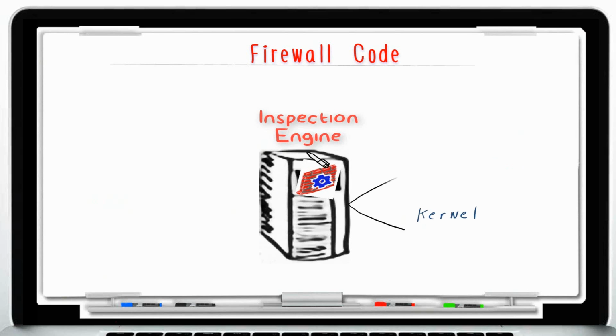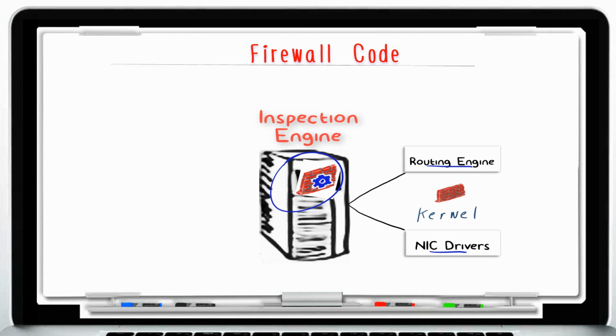This firewall code will be injected into the kernel just above the NIC drivers and before the routing engine of the operating system's kernel. It's important to fully understand where the firewall code is running in the kernel. It is running between layer 2 and layer 3 of the protocol stack.